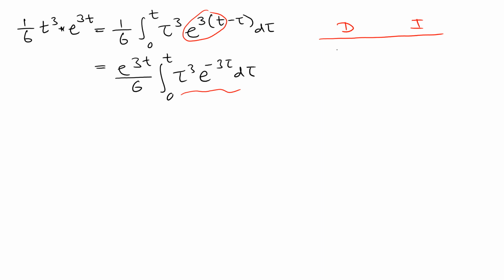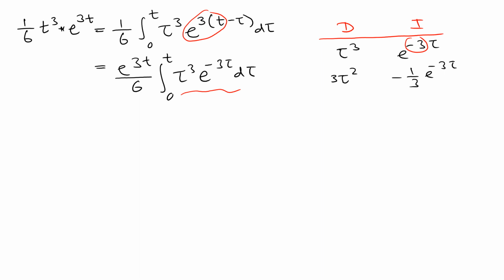So we use tau cubed for the derivative part, and e to the negative 3 tau for the integral part. We take the derivative of the first one, which is 3 tau squared, and the integral of the other is just divided by the constant. That's how we normally do it. So that means it's going to be negative one third e to the negative 3 tau.